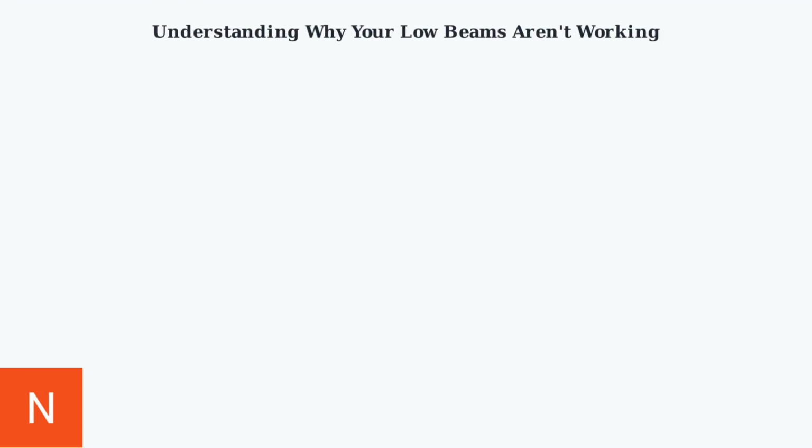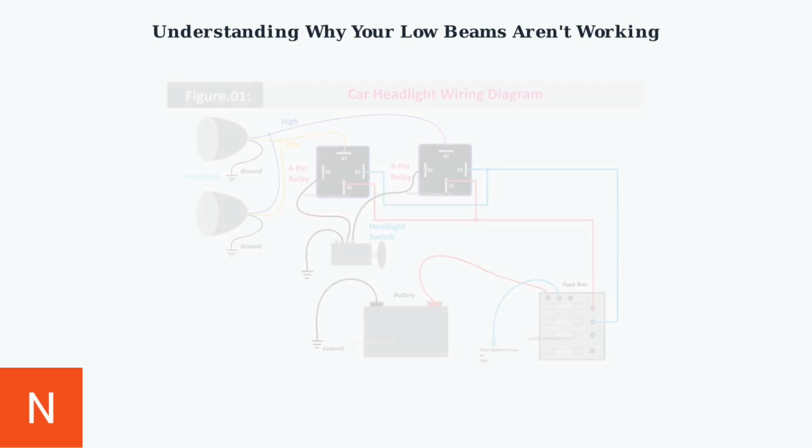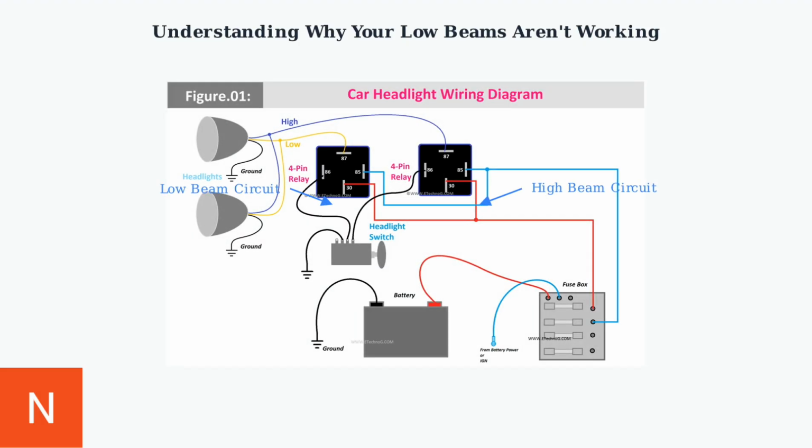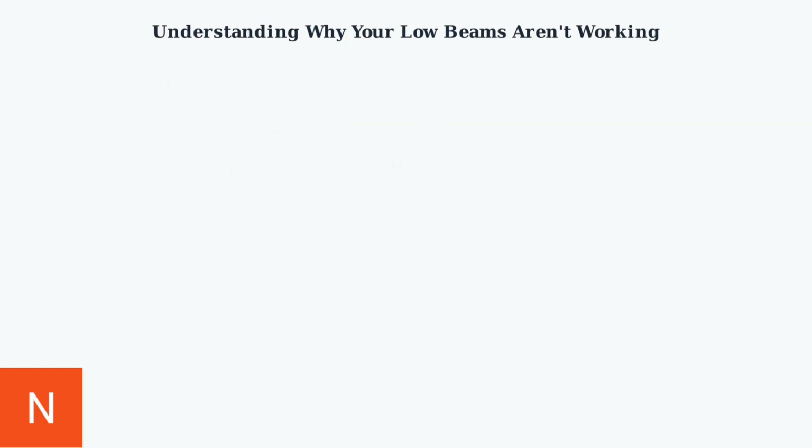When your high beams work, but your low beams don't, the problem lies in understanding that these are completely separate electrical circuits in your vehicle. This wiring diagram shows how your headlight system actually works. Notice there are two distinct circuits, one for low beams in yellow and another for high beams in blue. Each circuit has its own relay, fuse, and wiring path.